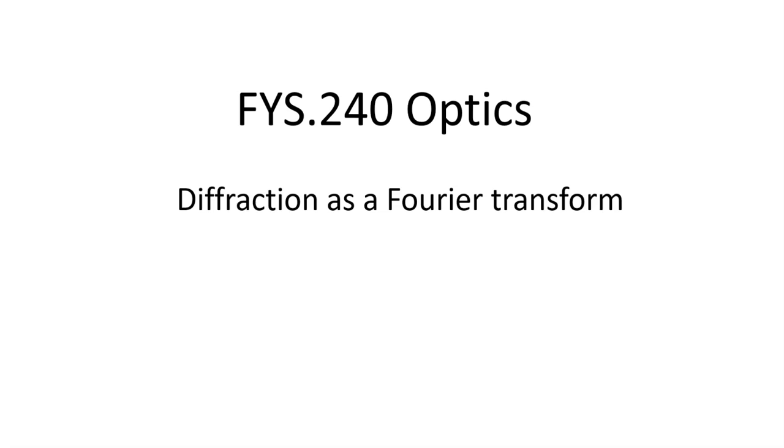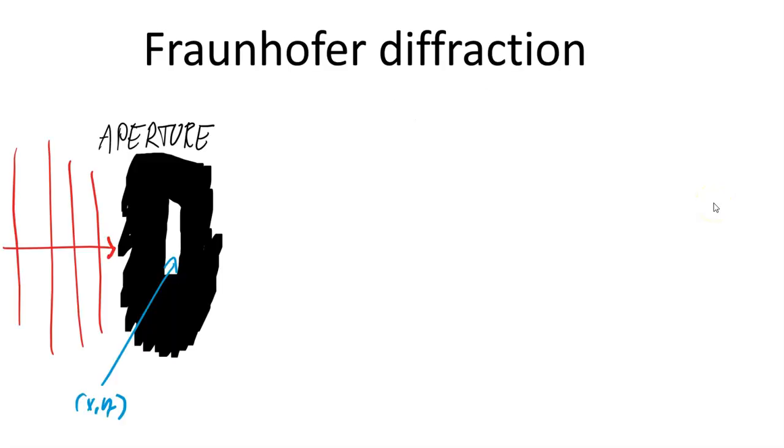We have learned that diffraction can be interpreted as a Fourier transform. Let's review how this works and take a look at some examples. Here we have an incident plane wave onto an aperture in an opaque screen.